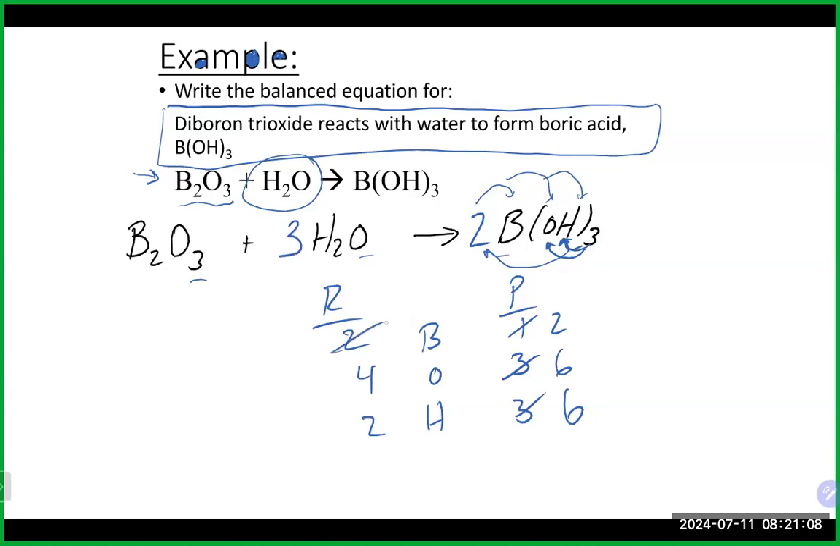And when I do that, I have 2 borons. Oxygen, I have 3 here. And this 3, once again, also goes to the oxygen there. And that is 3 and 3, which is 6. And that gives me 6. And that actually balances for me.